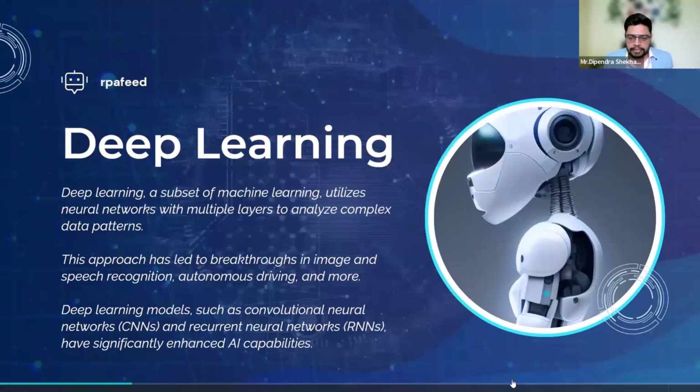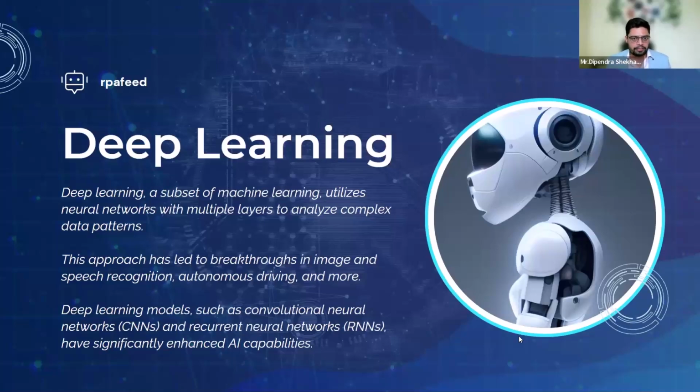Then we have deep learning, as I showed you in my previous slide, the association of AI, ML, and deep learning. Deep learning again is a subset of machine learning that utilizes neural networks. There are RNNs and CNNs, convolutional neural networks and recurrent neural networks, that have enhanced AI capabilities. With those, we perform deep learning on certain data sets. For example, image recognition, speech recognition, or Tesla's autonomous driving are all applications of deep learning.